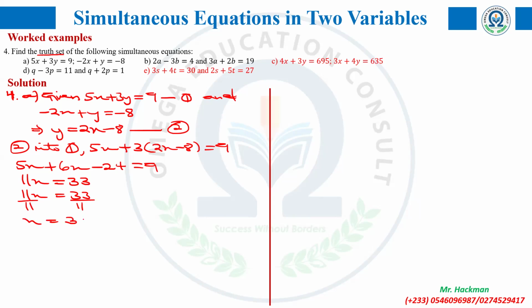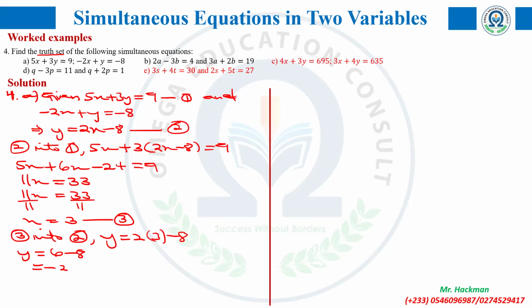Now I will need x to find my y. So I will label this as equation 3. Go and substitute 3 into equation 2, the one that I made y the subject. So equation 3 into equation 2. Okay, and that gives you y is equal to 2, your x is 3 now, okay, minus 8. So that will give you y to be equal to 6 minus 8, which gives you y to be equal to negative 2. So at this point, because you were asked to find the solution set, you can't draw your conclusion by saying, therefore, x is equal to 3 and y is equal to negative 2.